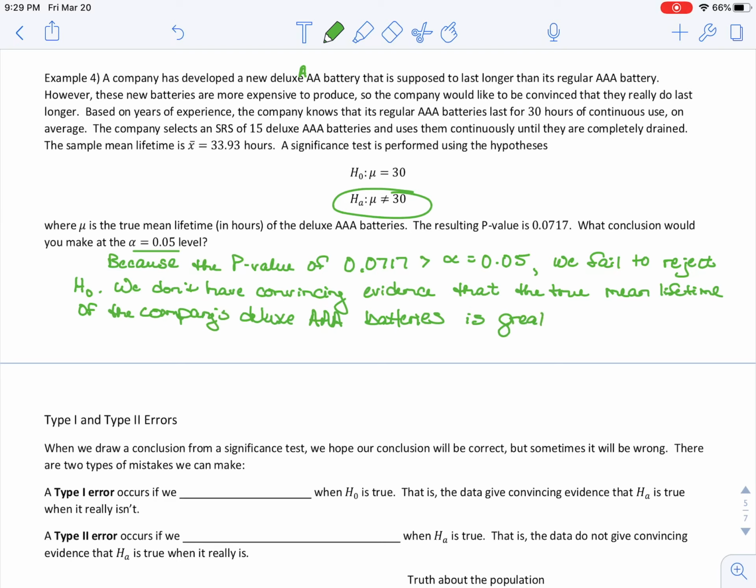I noticed a typo. The context of this problem was it being greater than 30 hours, and that is for sure not what's written up as my alternative hypothesis. They want it to be longer, not just different, so this is wrong. It should have been written up as greater than 30. It should have been a one-tailed test, not a two-tailed test. My apologies. That will definitely matter later if you get that symbol wrong.